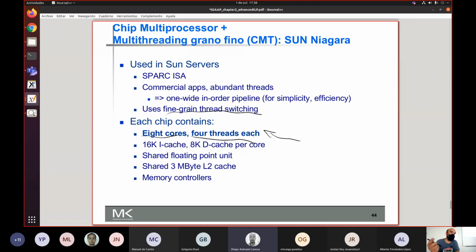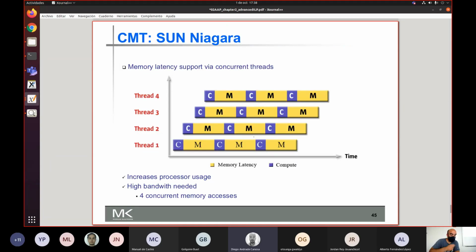This is an illustration given just to show you the goodness of the idea of Niagara. This is what happens in a core. They are representing that for each thread, you are going to have moments where you are computing in the processor and other moments where you are accessing the memory. So you have stalls due to memory access.